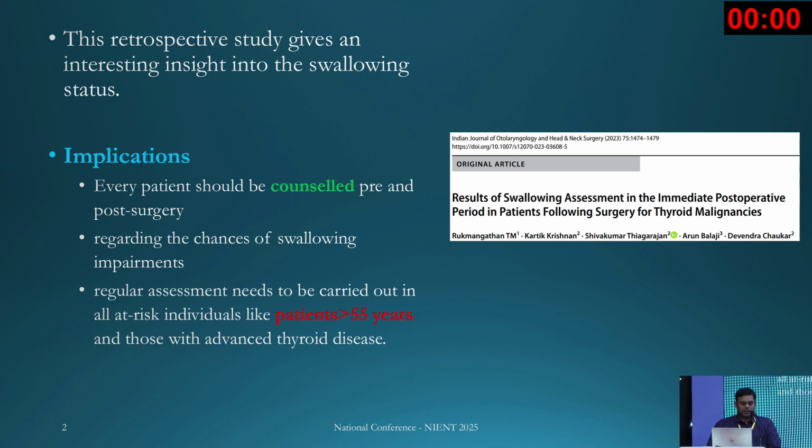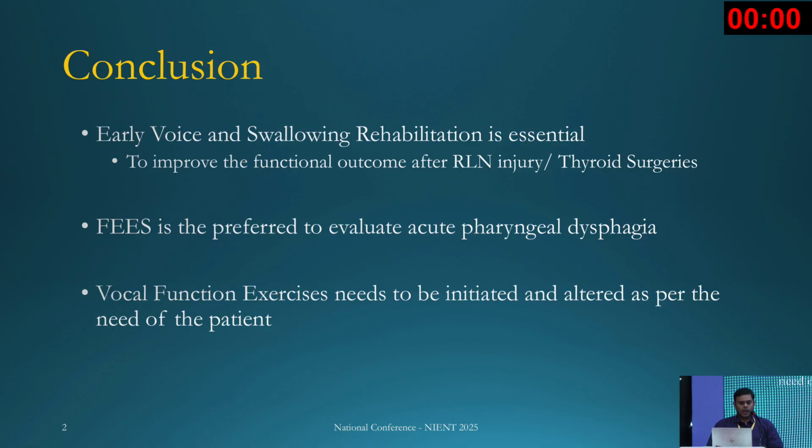In one study that we did retrospectively, we understood that any patient above 55 years, we need to subject to all of these evaluations in a systematic approach. And I'd like to conclude that early voice and swallowing rehabilitation is essential to improve the functional outcome in these individuals, and FEES is preferred to evaluate the acute pharyngeal phase. We need to initiate voice therapy.